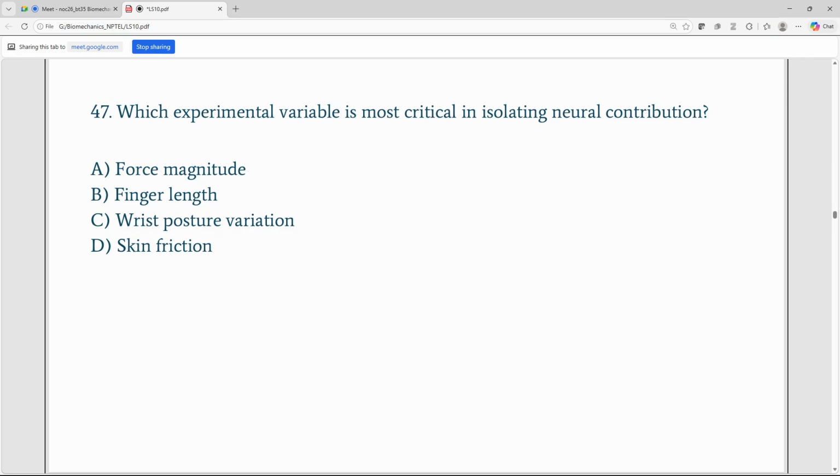Which experimental variable is most critical in isolating neural contribution? Options are option A, force magnitude. Option B, finger length. Option C, wrist posture variation. Option D, skin friction.